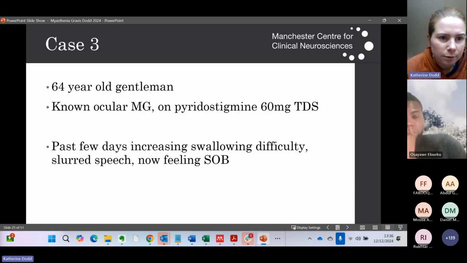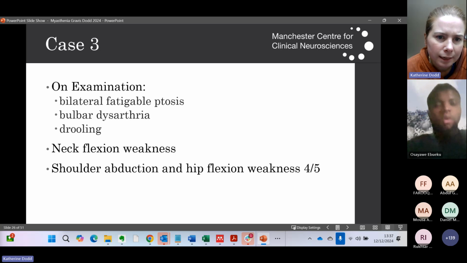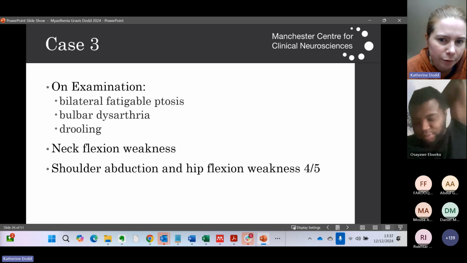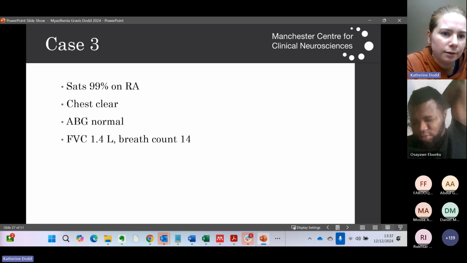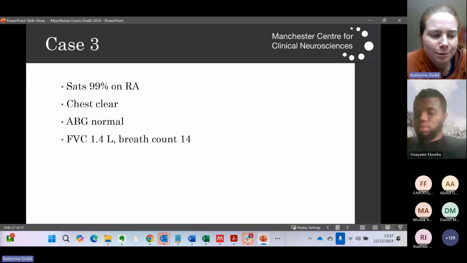Go back, because we always forget what the actual history was when someone asks that question. 64, he's on his pyridostigmine already, but for a few days he can't swallow, he's breathless, he's clearly generalizing, he's got weakness everywhere, and this is his FVC. Are people happy with that?